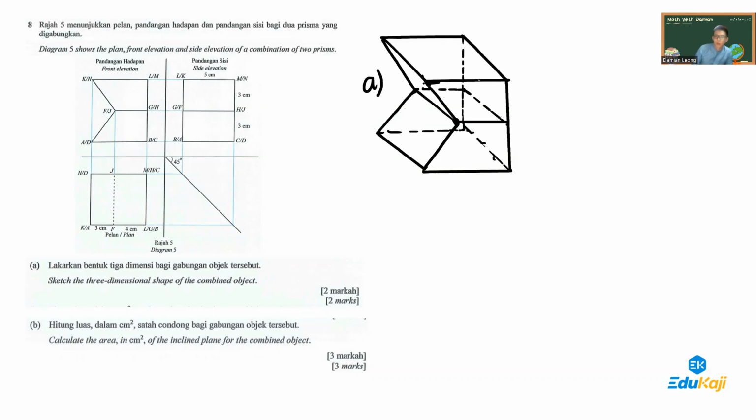So usually for the front elevation, I follow the measurements first. Then for the rest, I just keep the angles as long as I keep the parallel lines. How deep you draw it out is not that important. Mainly it's the front elevation that you want to keep in scale. Then part B, I want to calculate the area of the inclined plane for the combined object. So the inclined plane will be here and here.